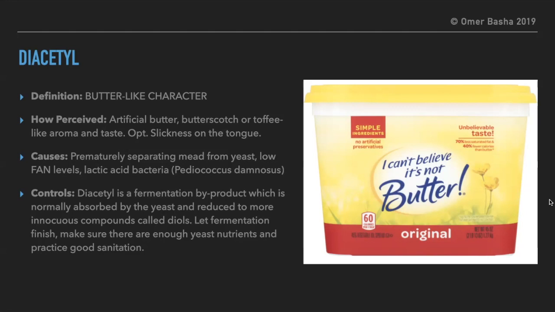Low yeast nutrients will also be a problem because the yeast will produce a lot more diacetyl than normal, and they will not be able to clean it all. And lactic acid bacteria, such as Pediococcus, are known to produce a lot of diacetyl. So to control it, we need to let fermentation finish, make sure that there are enough yeast nutrients, and practice good sanitation. So this is for diacetyl.